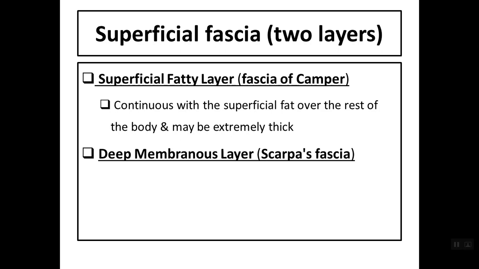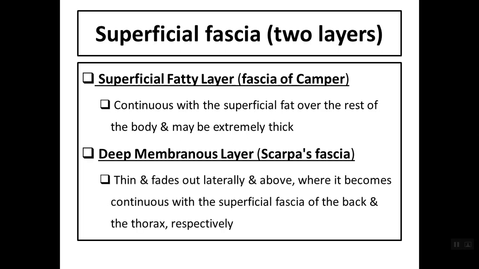Next to the superficial fatty layer is the deep membranous layer, called Scarpa's fascia. It is thin and fades out laterally and above, where it becomes continuous with the superficial fascia of the back and the thorax, respectively. We can see that the anterior abdominal wall is devoid of deep fascia, just superficial fascia that consists of two layers: the superficial fatty layer, called fascia of Camper, and the deep membranous layer called Scarpa's fascia.